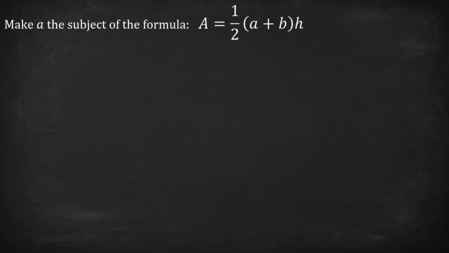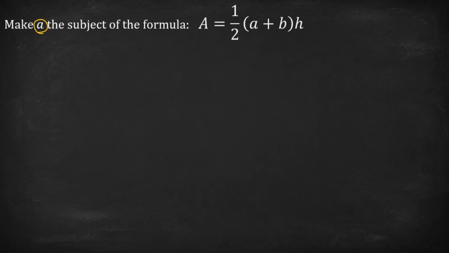So for example 3, we have this formula that is used to calculate the area of a trapezium. But we have been asked to make A the subject of the formula. That means that our final answer must have A alone on the one side of the formula.